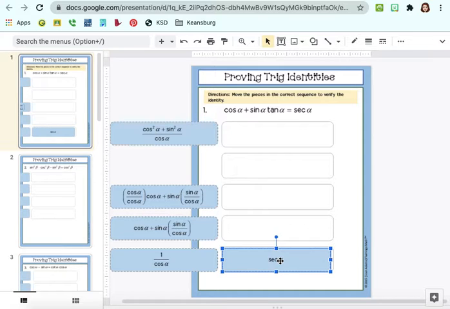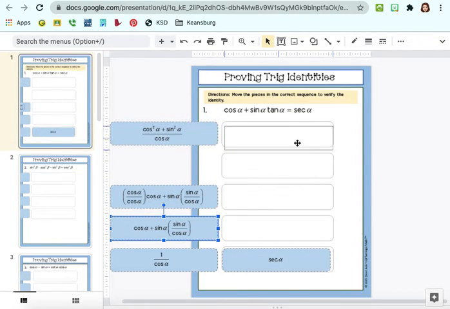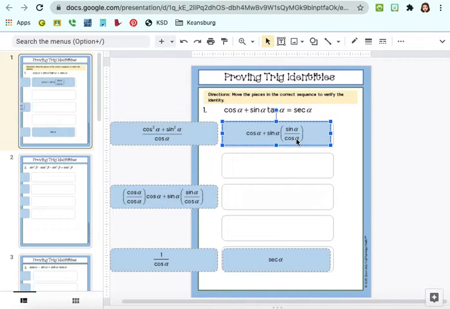So then I'm going to look at the problems and I'm going to say, okay, I know I want cosine, sine, and tangent to all be in terms of sine and cosine. So the first thing I've got to change is this tangent. So I want to go in and look at which one changed the tangent and nothing else. So I see that here I still have a cosine of A, here I still have a sine of A, but now I changed tangent to be sine of A over cosine of A. So that's my next step. So I'm going to drag that up and put it in the first box.